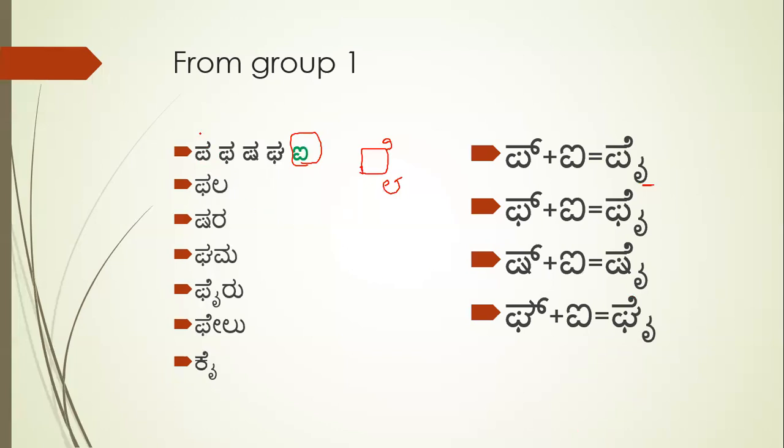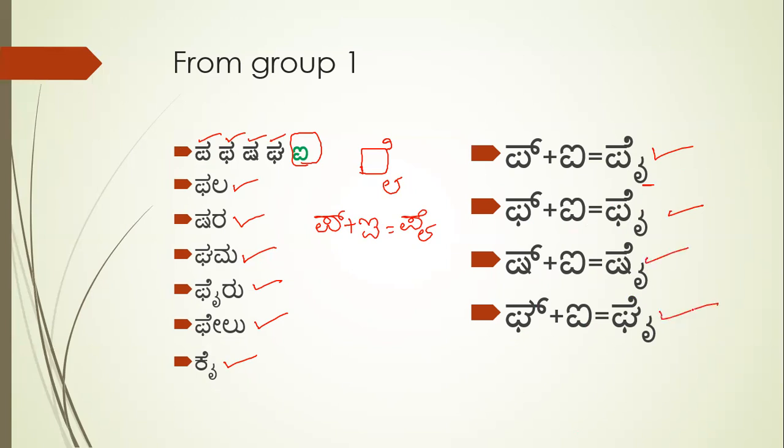Now, what consonants do we have apart from this vowel? We have p, sh, g. So the words are: phala, shara, ghama, pairu, pelu, and kai. Okay, and now let's see the combination. If I take half pa and I'll be taking I with it, then it becomes pi. Okay, as written here. Then half pa plus I, pi; half sha plus I, shai; half gha plus I, ghai.